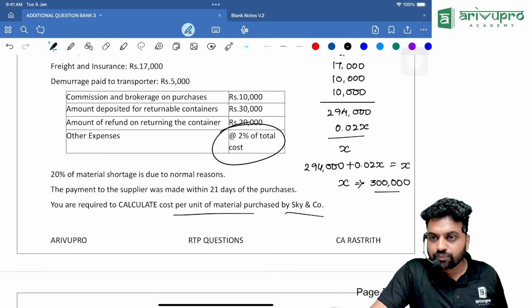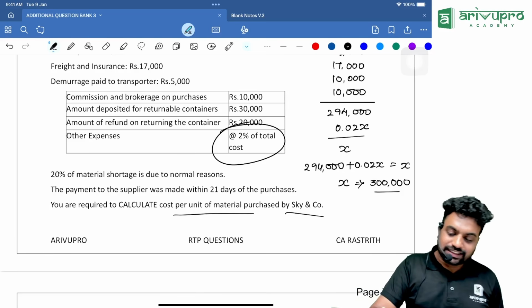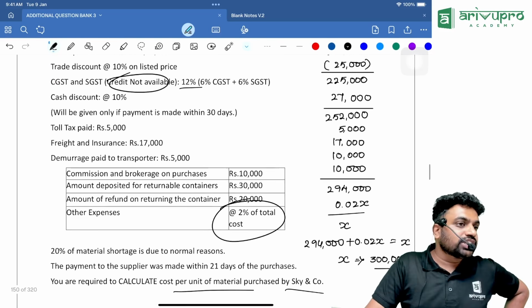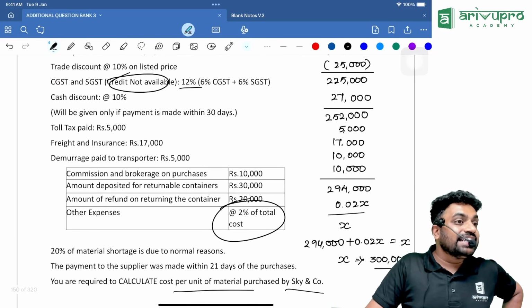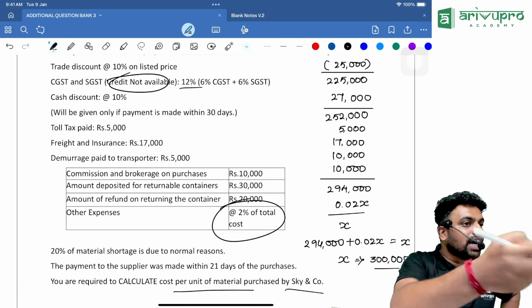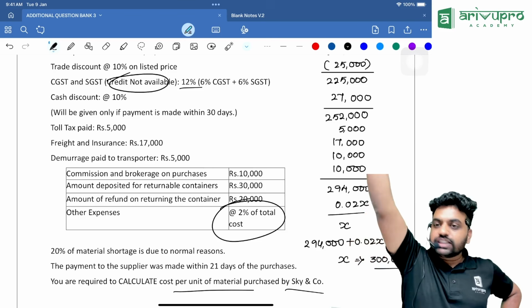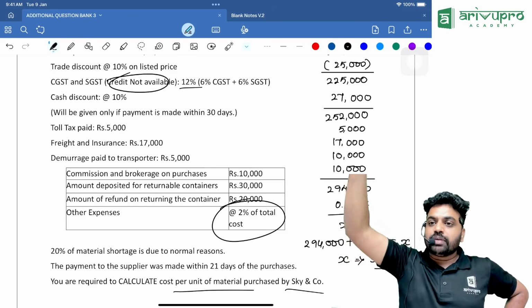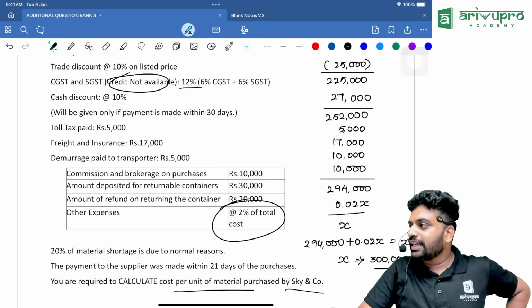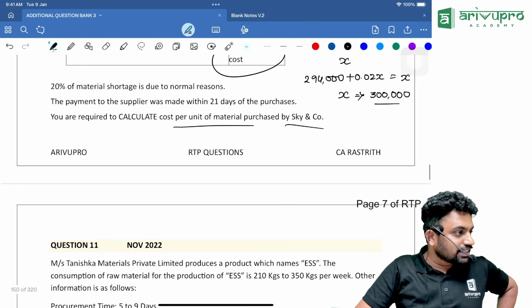Hope it is clear. Or you can also treat it as, if the total cost is 100, then 2,94,000 is 98, because 2 is the other expense. So 98 is 2,94,000, 2 is question mark. You will get it as 6,000. Other expense is so much. So your total cost is 3 lakh.